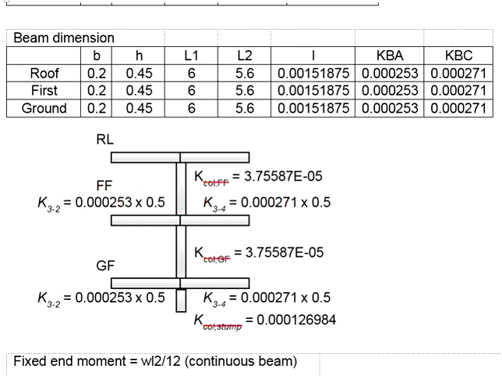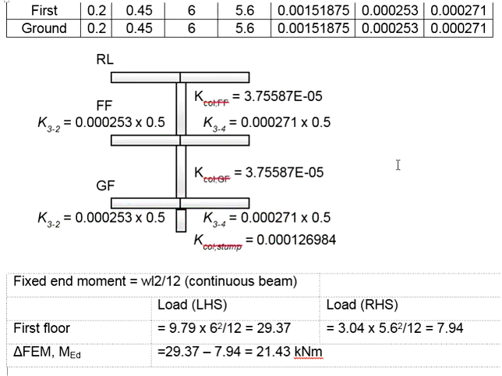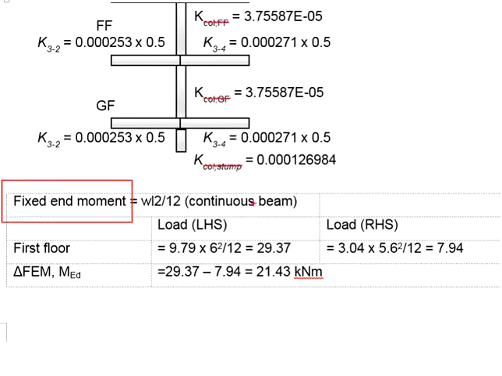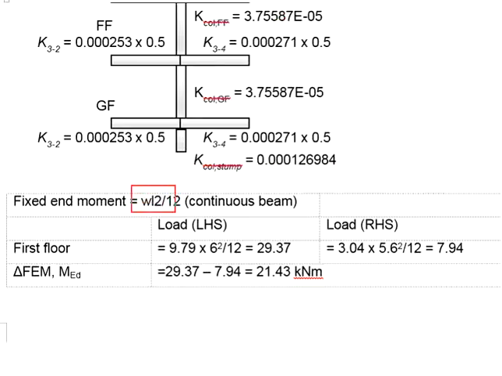Now, having the stiffness determined, we put aside the values here first. Let us first get the fixed end moment of the continuous beam. We have the beam on the right hand side and another beam on the left hand side. The UDL acting on the beam gives the fixed end moment. The fixed end moment is calculated using this formula, WL squared over 12. This is the fixed end moment formula for a continuous beam.